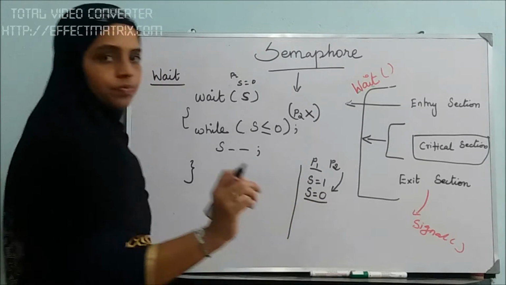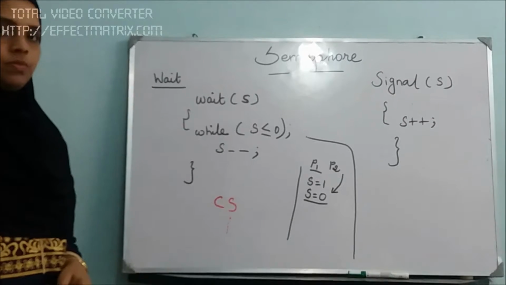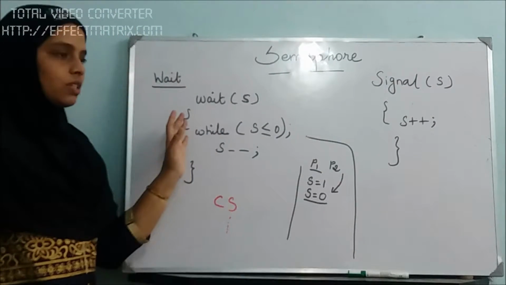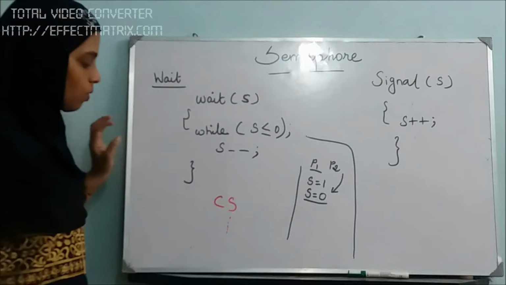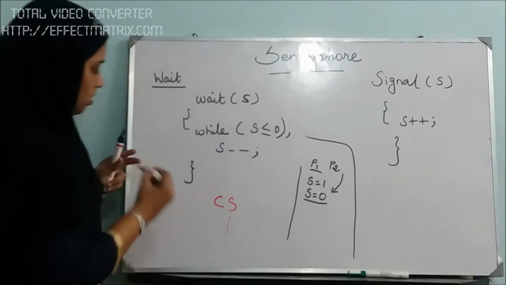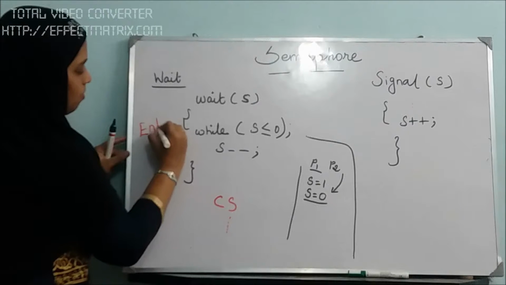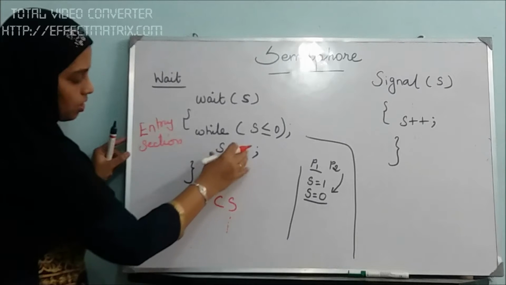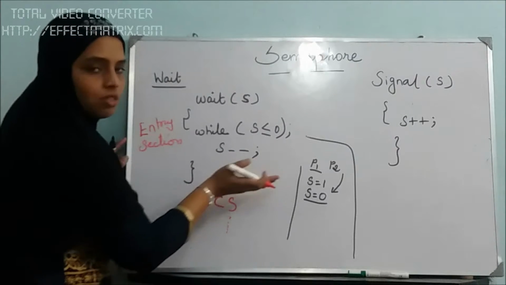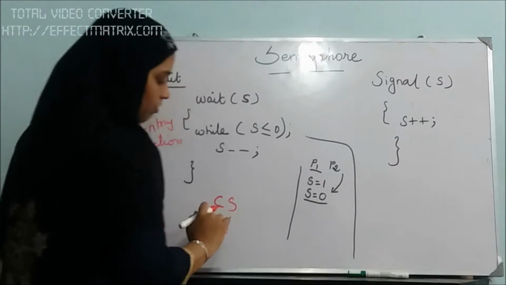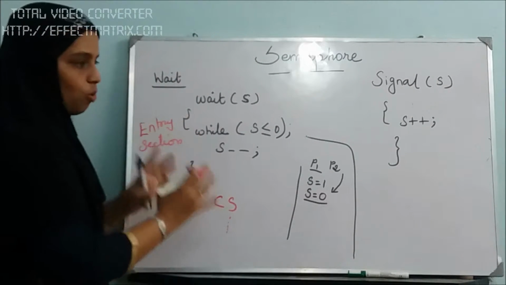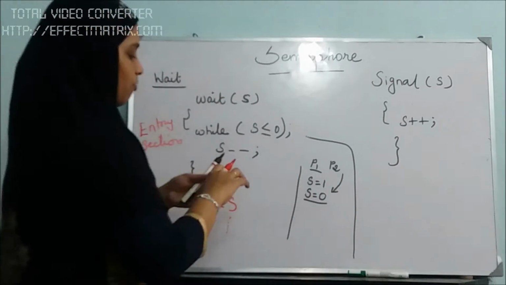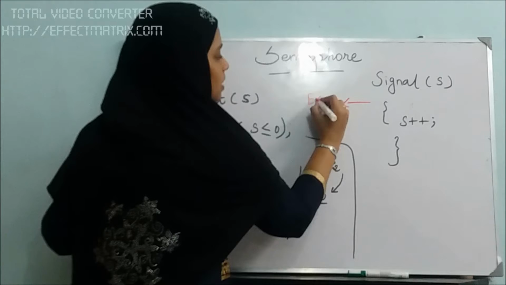Okay. Next, we are going to discuss the signal operation. The wait operation is the entry section of the process. Once the process has successfully executed the entry section, it enters the critical section. Then after completion of the critical section, it enters the signal operation. That means the signal performs the exit operation, the exit section.